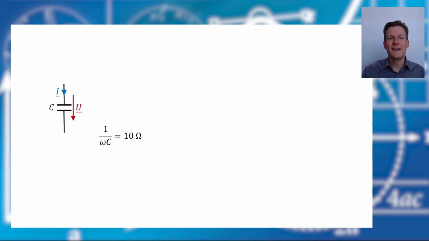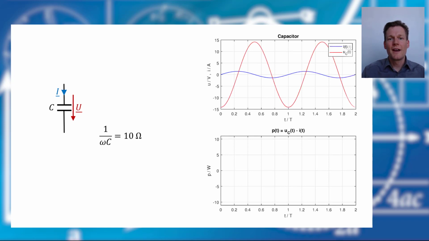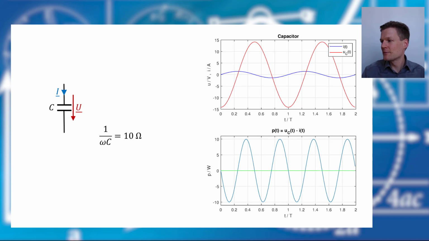Let's have a look into time domain. So we have again our current, and we have our voltage drop, and this time we have a phase shift of 90 degrees again, but this time the current is leading. And if we multiply voltage and current in every moment, it leads to this. And you already see it, the mean value of the electric power is 0 again.